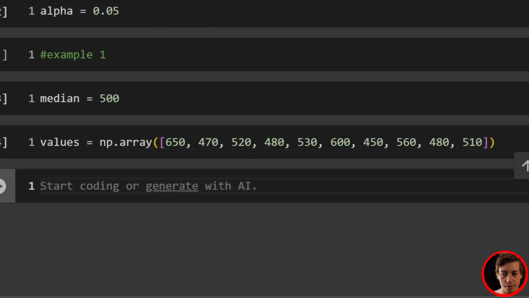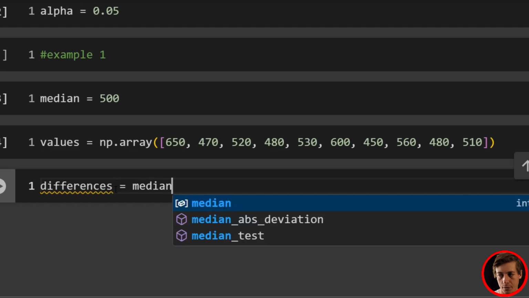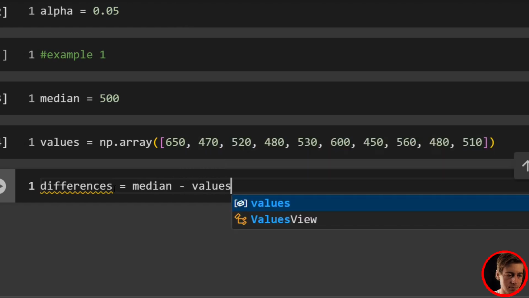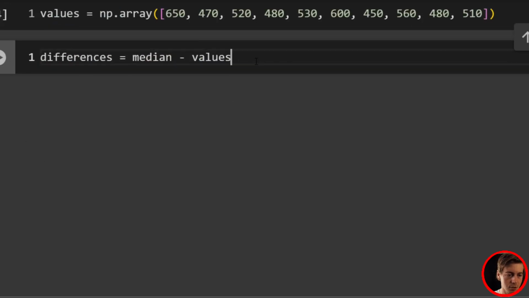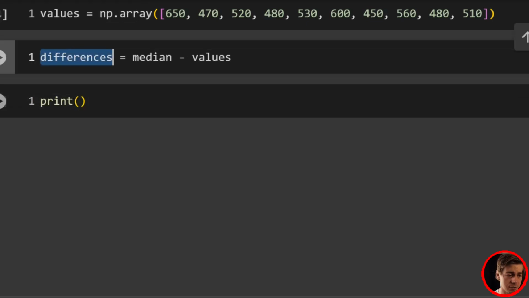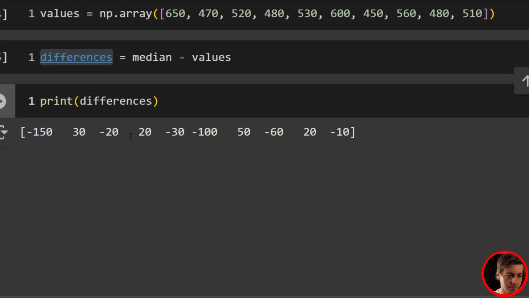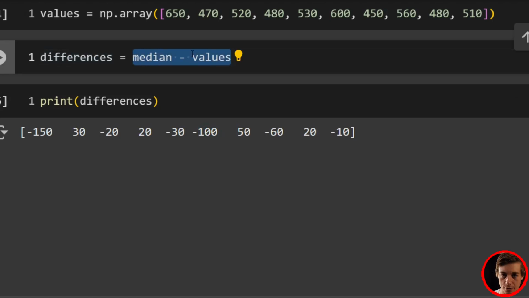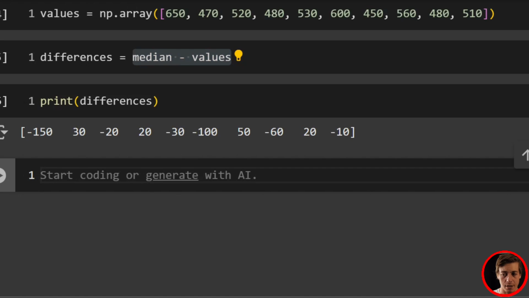Then what we're going to do is the differences. So we're going to say differences equals median minus values, right? And then let's print out these differences just so you can see what these look like over here, right? 150, 30, negative 20, 20, negative 30, negative 150, negative 60, 20, negative 10. Again, doesn't matter. You could have values minus median, median minus values. We're going to get the same answer at the very end, right?